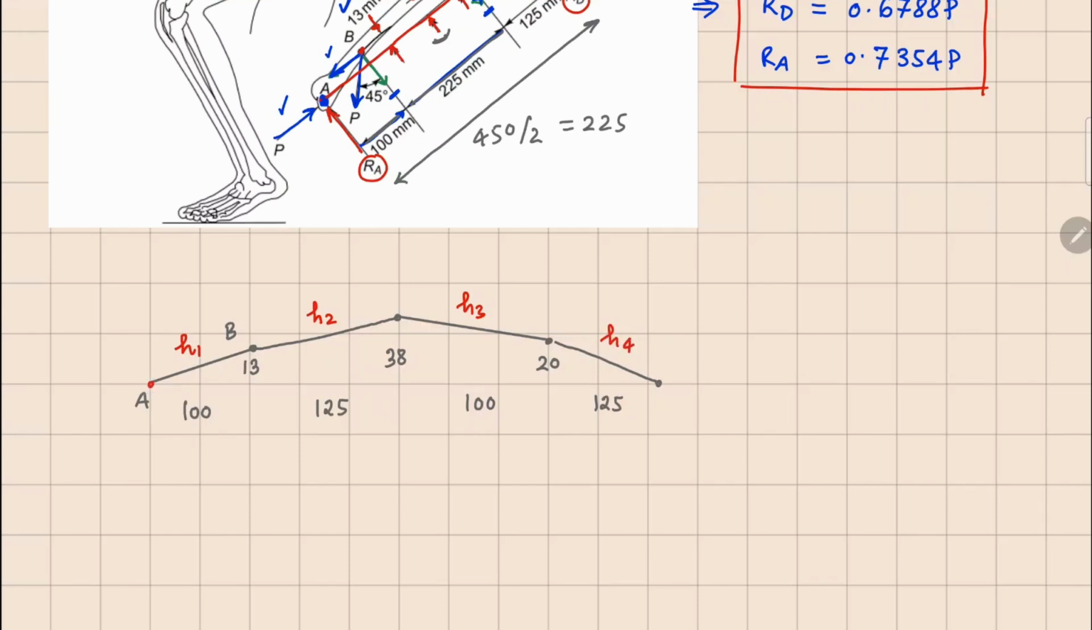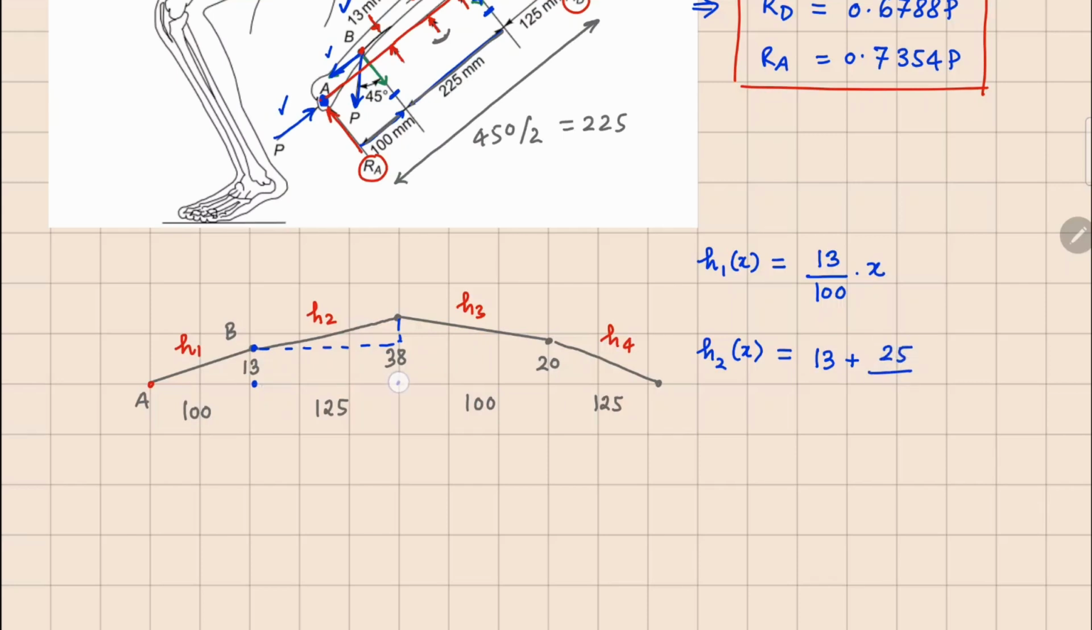Now we can start approximating these functions. If I look at my h1 as a function of x, when I reach a distance of 100 millimeters, I should be getting 13. So I can write this as 13 divided by 100 times x. Fairly straightforward. For h2, I am starting with a value of 13, so 13 plus I am covering this gap, which is 38 minus 13, which is 25.